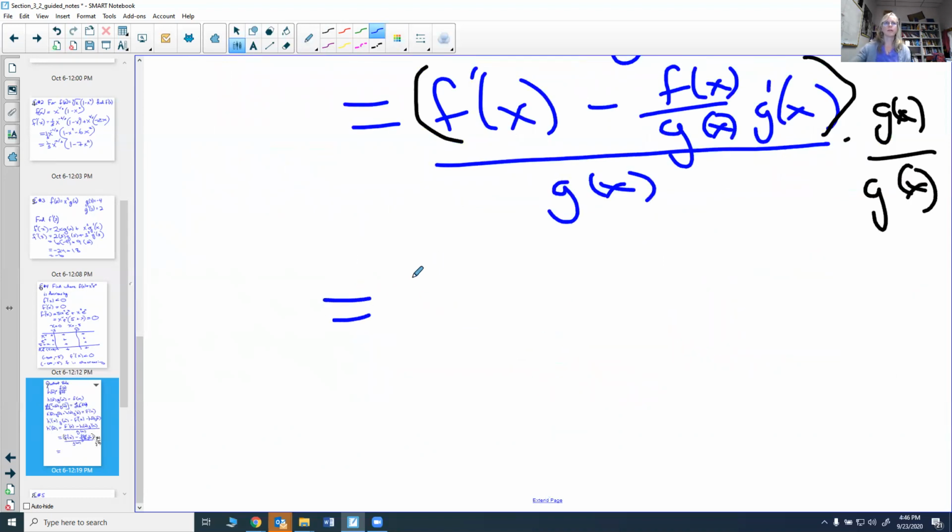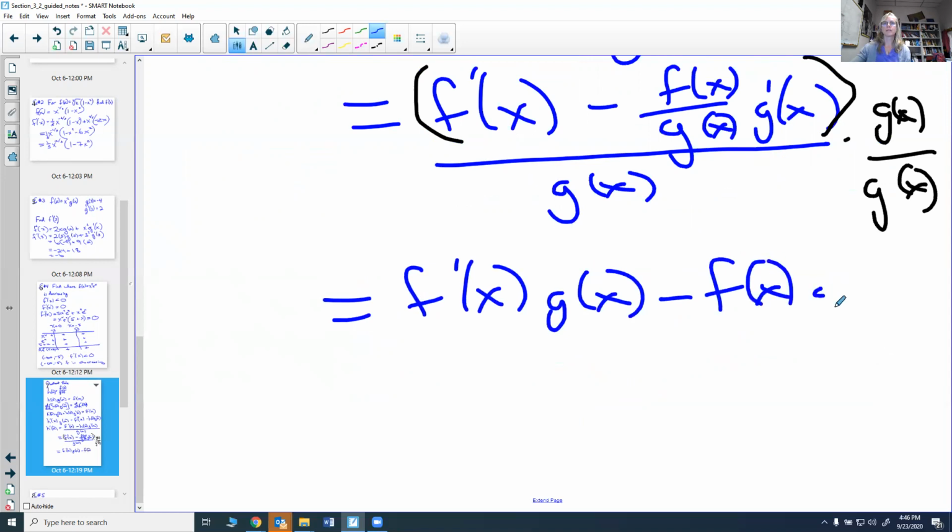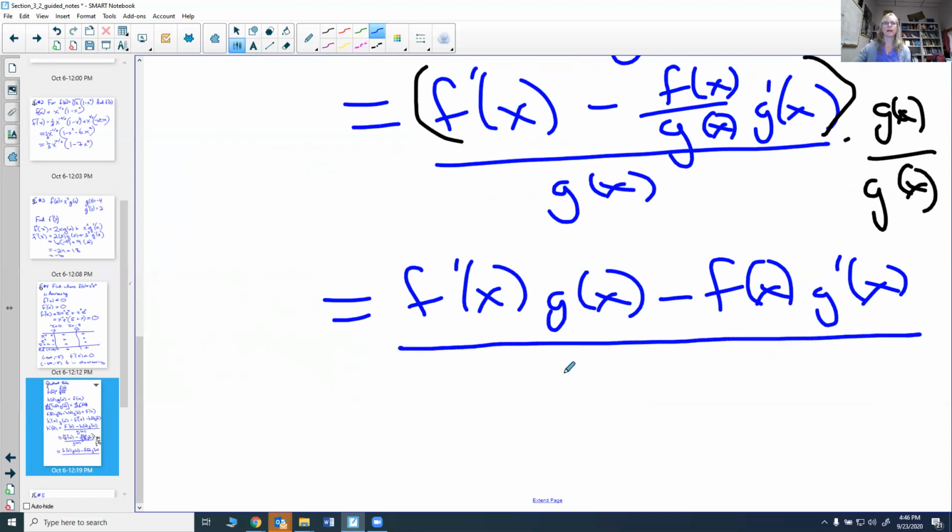And what we end up with is f prime of x times g of x minus f of x times g prime of x, because here we're multiplying through by g of x, so the f prime of x times g of x. Here the g of x's will cancel and you're just left with f times g prime, all over, now what I notice in the bottom is I have g of x times itself, so I have g of x squared. And this is known as the quotient rule.